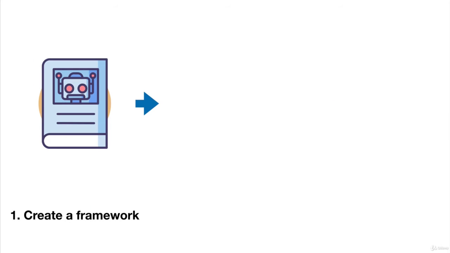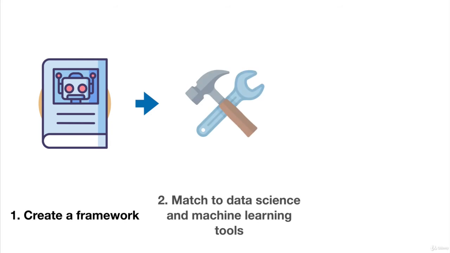The steps we're going to cover: number one, create a framework. You saw a little bit of an outline of that in the previous slide. Number two, we're going to match that framework, once we've gone through it, to available data science and machine learning tools. This means that people have already had similar problems to what we're going to try and solve in the past, and so they've created tools for those problems. So we're going to learn what tools are used for what machine learning projects.